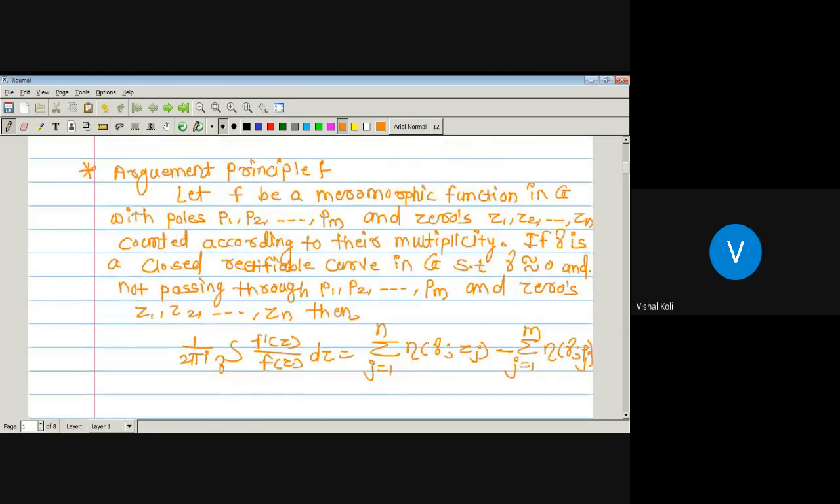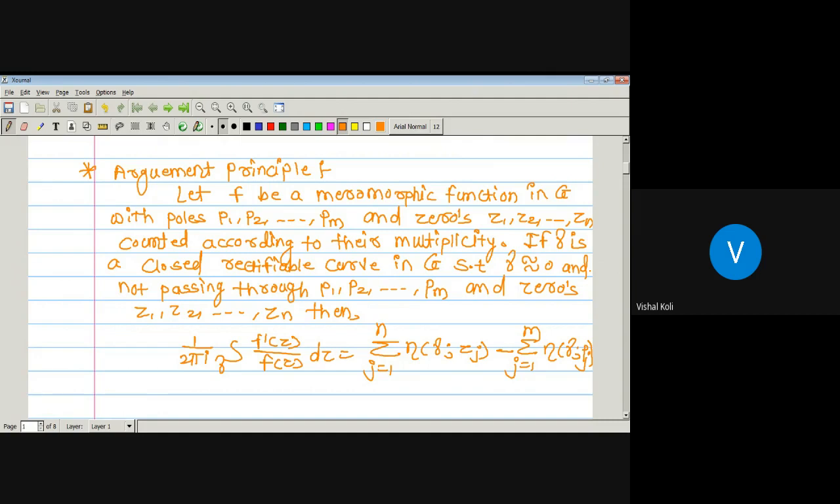Okay, so here we have f is a meromorphic function. It means it has either poles or not poles. If it has poles, then the number of poles must be finite. So here we have considered P1, P2 up to so on Pm be the poles of a given function f, and Z1, Z2 up to so on Zn are the zeros of the function f, and they are counted according to their multiplicity. If gamma is any closed rectifiable curve in region G such that gamma is homologous to 0, it means index of a curve gamma with respect to any point W will be equal to 0 whenever W is not a point of G, it means it belongs to C minus G. And this gamma is not passing through the poles and the zeros, it means it does not touch these poles and zeros.